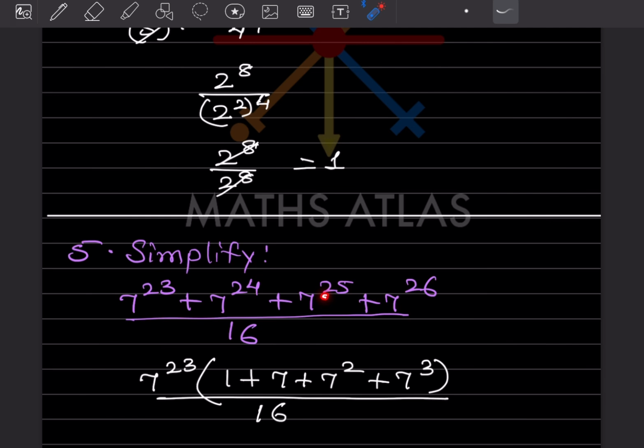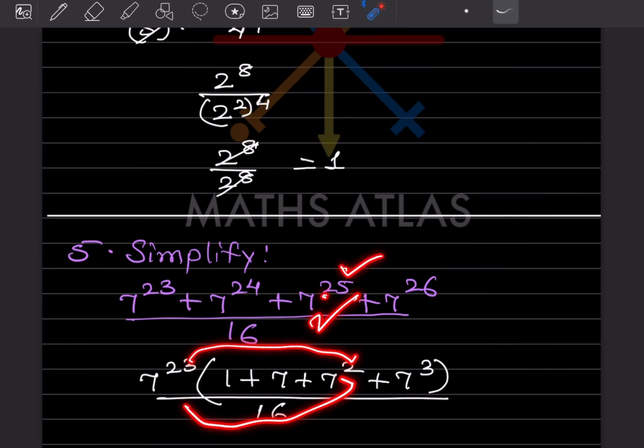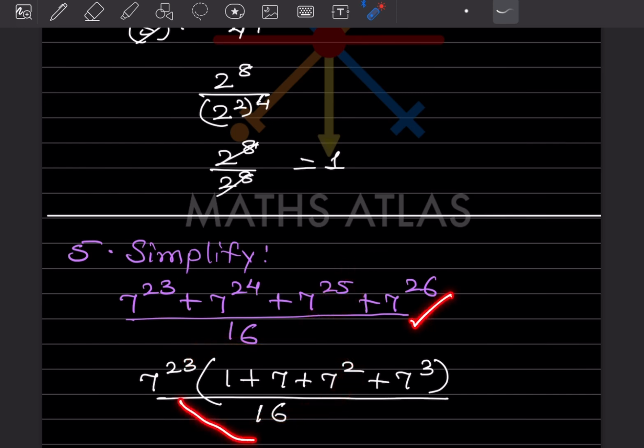Now for this part, so what will you write here? 7 raised to 2 because 23 plus 2, that is going to be 25. For this part, we are going to write here 23 plus 3, that is going to be 26. So this is the important step, divided by 16.